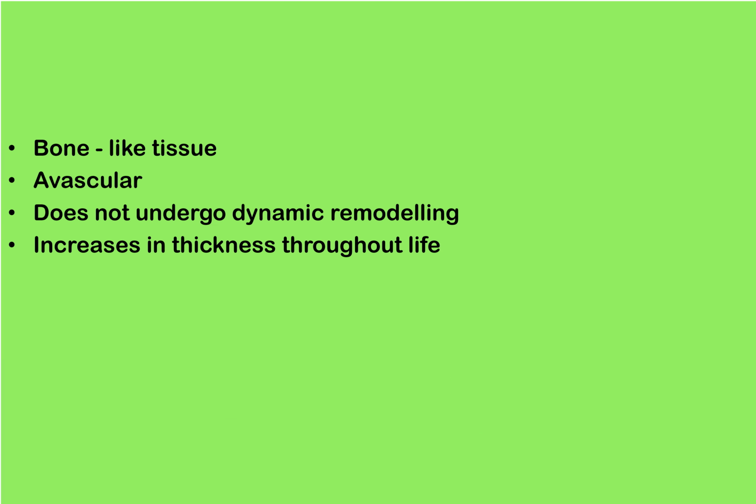Cementum is bone-like tissue covering the tooth's root, but unlike bone, it is avascular, meaning that it does not have its own blood vessel. It does not undergo dynamic remodeling like the bone, that is, it does not reshape itself in response to stress. Its unique characteristic is that it increases in thickness throughout life, especially in the apical region, helping to maintain the tooth stability and attachment.